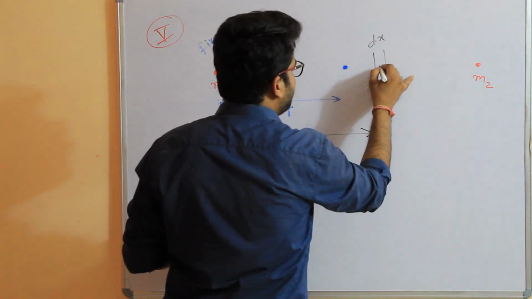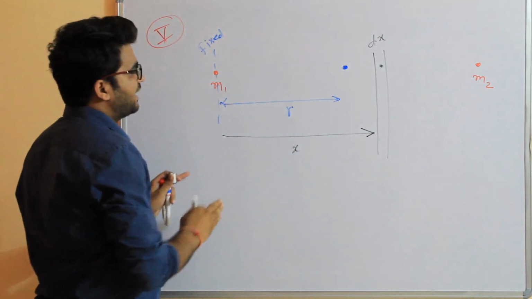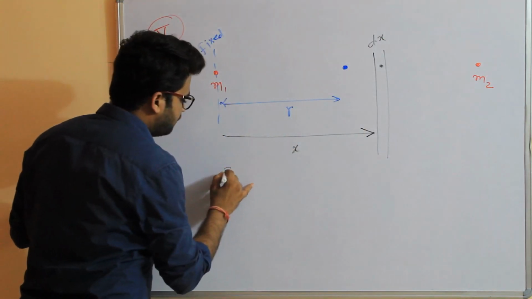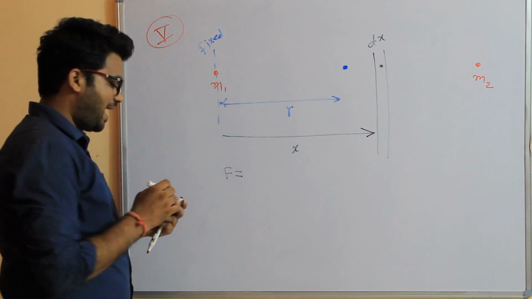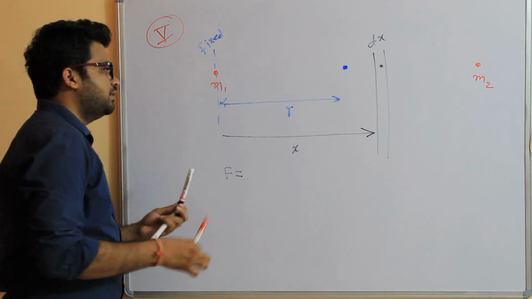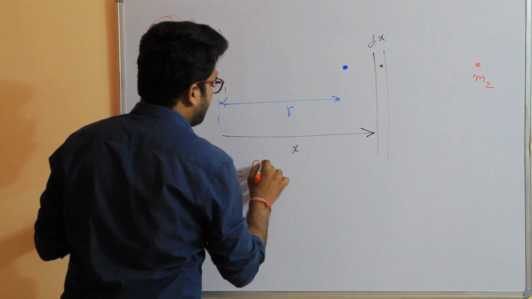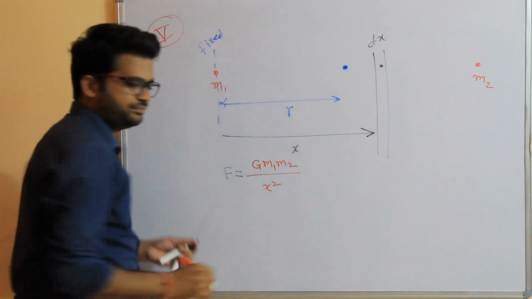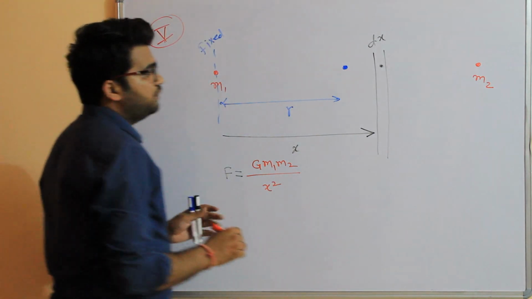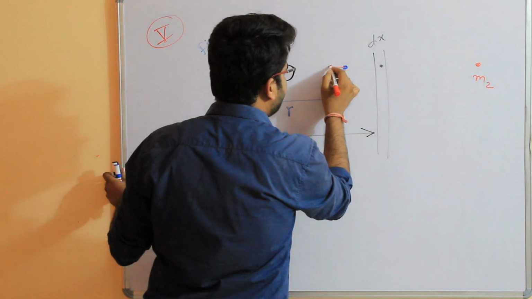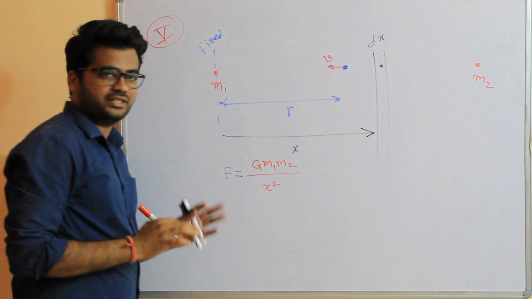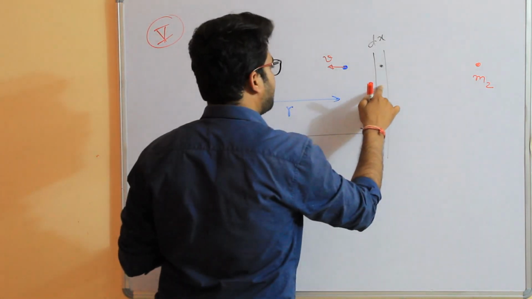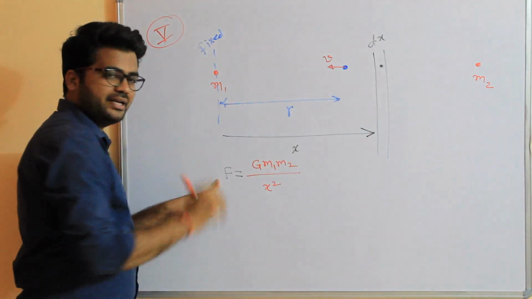Now at this point, what is the force of attraction between M1 and M2? So that force of attraction F, we can write as G M1 M2 by x square. Now we want to find out the velocity at this point. So what is F? F is nothing but the force at this point, and what is that? G M1 M2 by x square.